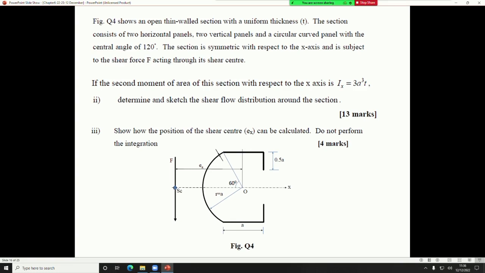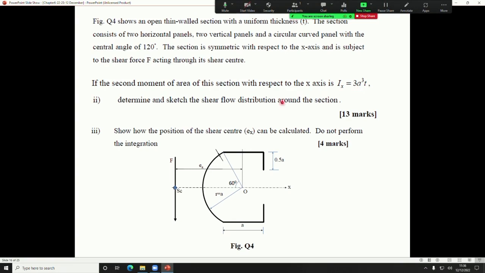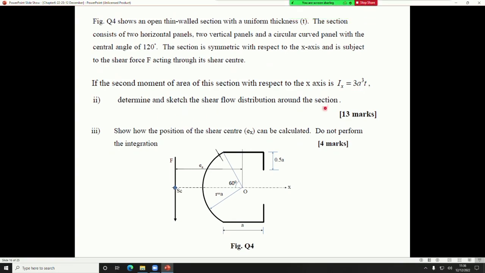So here it says that if the second moment of area is equal to 3a cubed t, determine and sketch the shear flow distribution around the section, and show how the position of the shear center can be calculated. Here, I'm not asking them to find the position of the shear center because the question becomes very long. I just ask to show how it's calculated. So if you just write the equation, no calculations, that would be adequate to get full marks for it. So we do the next part of this question.